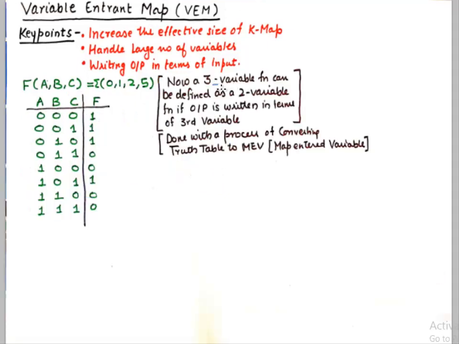Now here are the key points. A 3-variable function can be defined as a 2-variable function if output is written in terms of third variable. So we select the third variable and we'll work upon expressing the output as the third variable, and it is done with the process of converting the truth table into map entered variable. This C will be known as the map entered variable. So whatever mapping that we did for 0, 0, this is C bar, this is C, and this is 0. This is known as mapping of this map entered variable in the output block.